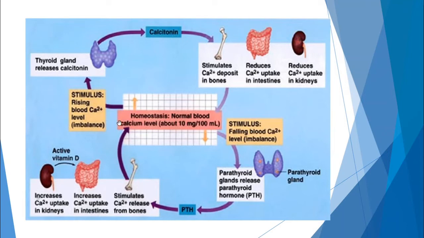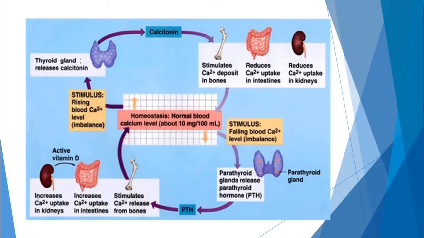Consider homeostasis, that is, you have normal blood calcium levels, and consider your blood calcium concentration is decreasing, and it activates the parathyroid glands to release the parathyroid hormone, and the parathyroid hormone will stimulate calcium release from bones, increase calcium uptake in intestines, increase calcium uptake in kidneys, and as a result the normal blood calcium level is maintained.